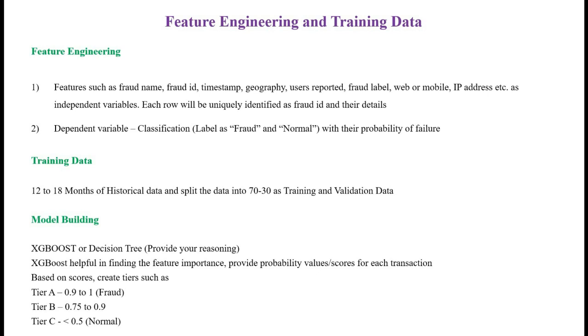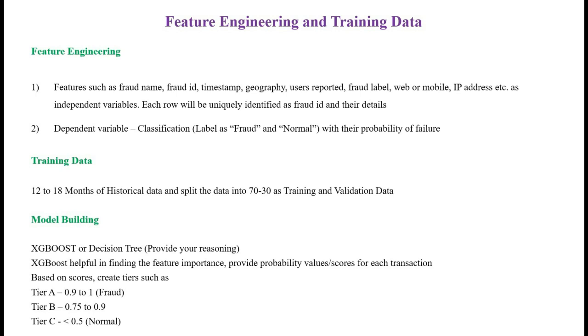Then the next step, which is again very critical and very important, is to define your features here. What should be your independent features and what should be your dependent features? I can say, for example, my independent features would be, let's say, fraud name or a fraud ID, timestamp, geography, fraud label, website, or is a mobile, IP address, and so on.